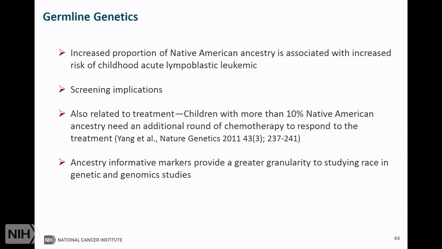But what's also interesting, and it gives you an idea of how this is important from an intervention perspective, is that it's also been shown to be related to therapeutic outcome. In a study, they found that children who had more than 10% Native American ancestry needed an additional round of chemotherapy in order to respond to their drug. Based on that finding, they're now able to stratify patients with childhood acute lymphocytic leukemia and target those patients for an extra round of chemotherapy to see the same response. So it shows that ancestry, in terms of disparity studies or just clinical medicine, is important and relevant.